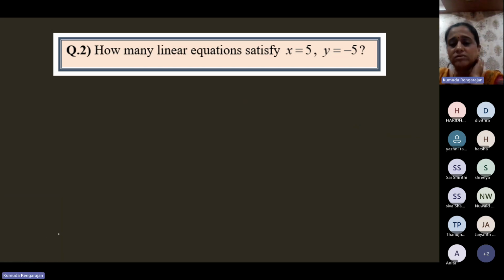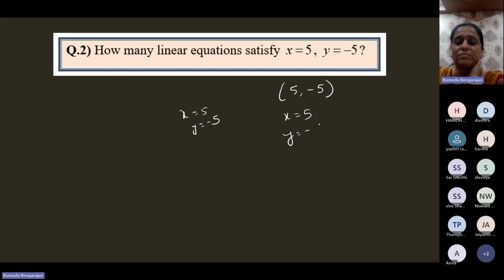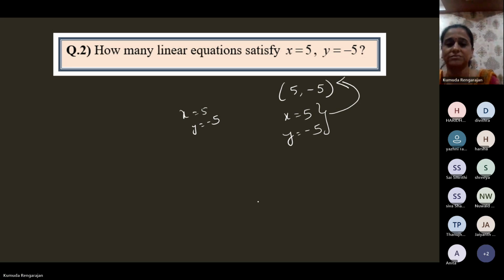The reason is that there are infinitely many lines passing through a given point. What is given here, x = 5, y = -5, is the address of a point given separately. Instead of giving you (5, -5) like this, they've given it separately: x is equal to 5, y is equal to -5. That's all. This is nothing but the ordered pair, which is the address of a point in the Cartesian plane.